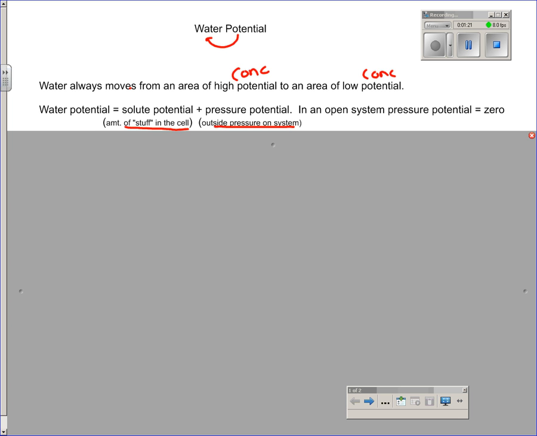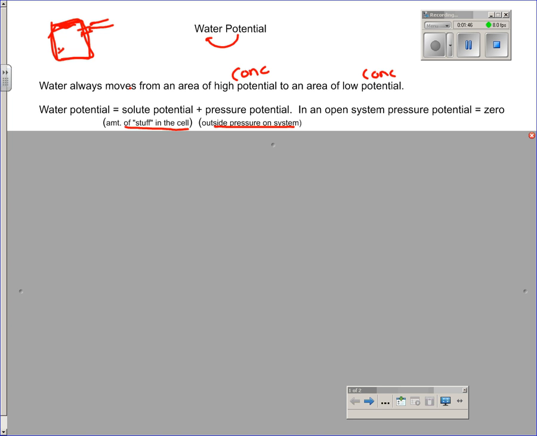To give you a quick example of that, if we had a concrete box filled with water, and we tried to put water into it with a hose, no matter how much water we try to force in there, it's not going to go if the box is full. Why? Because the pressure of the concrete box is greater than the pressure of the water coming in. So the pressure potential is too high.